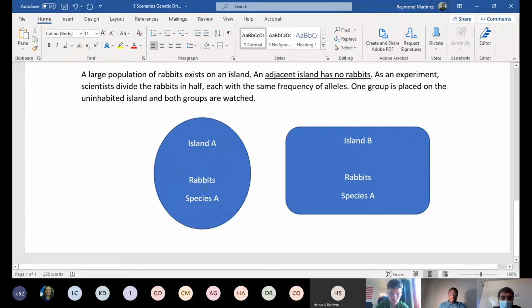Because the rabbit population is here. They just cut it in half. They took some, put it over here, right? What's the difference? Would you expect to see anything different happen? I guess not, no. Now, if we're thinking about this in a scientific way, right?